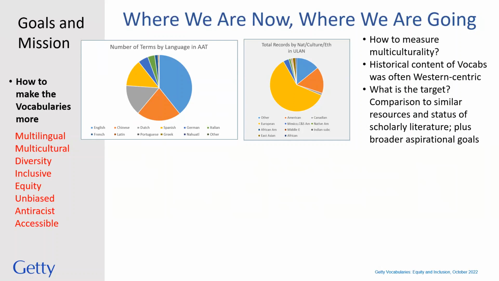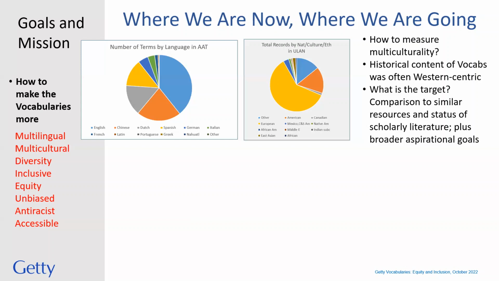We could also look at the nationality and culture in ULAN, for example. And here on the right-hand side, that pie chart, that big yellowish orange wedge, those are European artists. So we know that the vocabularies now are pretty much Western-centric in some ways, so we are trying to improve this over time. And we have to know what is our target. We are comparing the vocabularies to similar resources and also to the status of scholarly literature to see where we need to improve. And we also have broader aspirational goals.